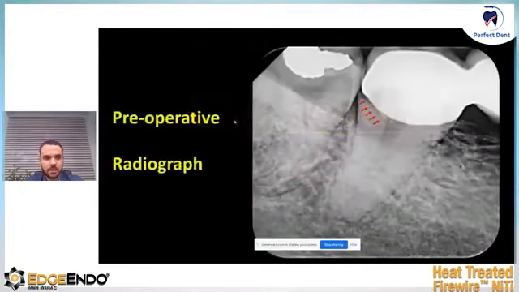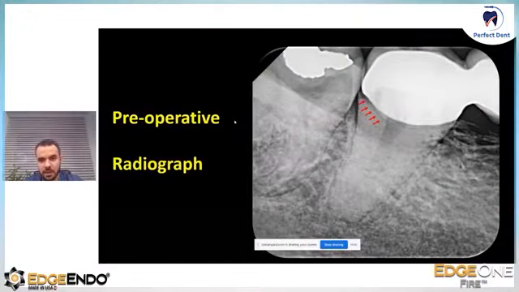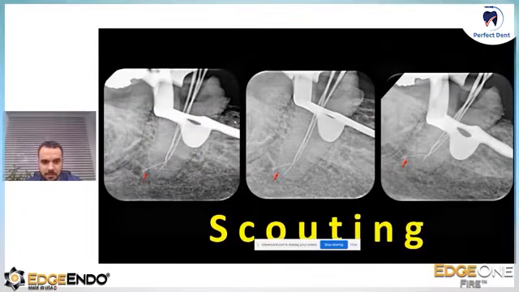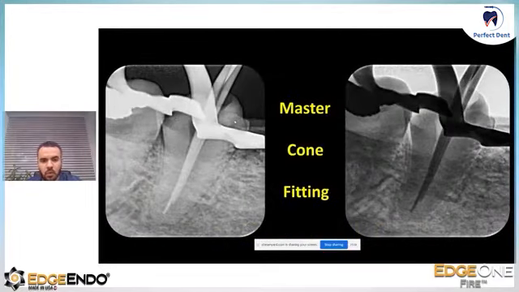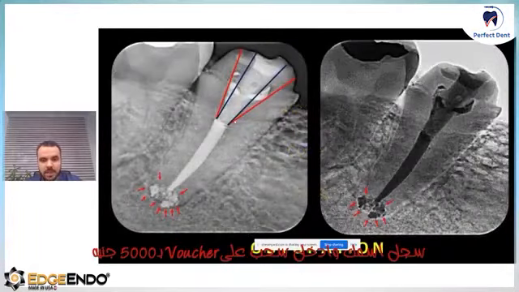Case report number 3. Lower 7 with symptomatic apical periodontitis. The patient had leakage from the crowns. I removed the bridge and started my access cavity. My access cavity was minimally invasive, and I tried scouting the lateral canal, and I did in this case. The master cone was done. The preparation in this case ended with file 35.4.